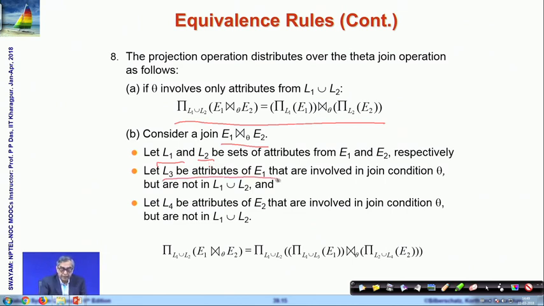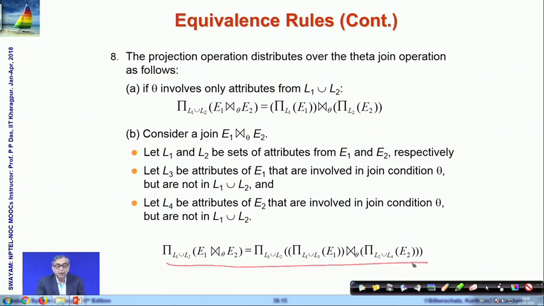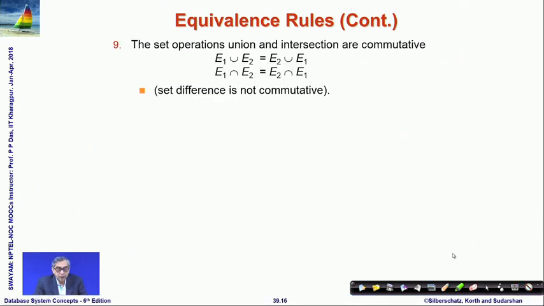Let L3 be the attributes of E1 that are involved in the join condition theta, and L4 the attributes of E2 involved in it. What you are saying is that the attributes L3 of E1 and L4 of E2 are involved here, but they are not in L1 union L2. Then I should be able to distribute the projection in steps and make the intermediate results smaller. So, this is another possible transformation.